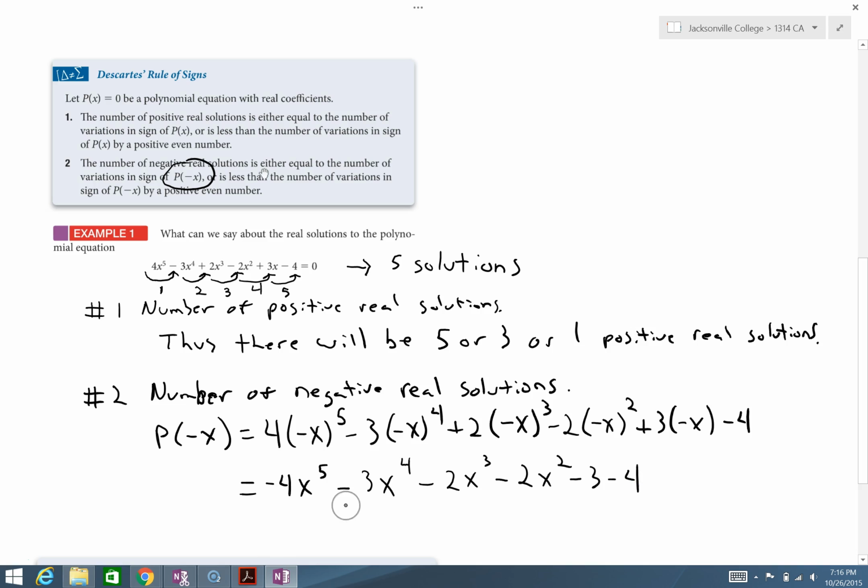It begins negative and it stays negative. Negative to negative, no sign change. Negative to negative, no sign change. No sign changes here. It remains negative throughout. Thus, there are 0 sign changes. Thus, there will be no negative real solutions.